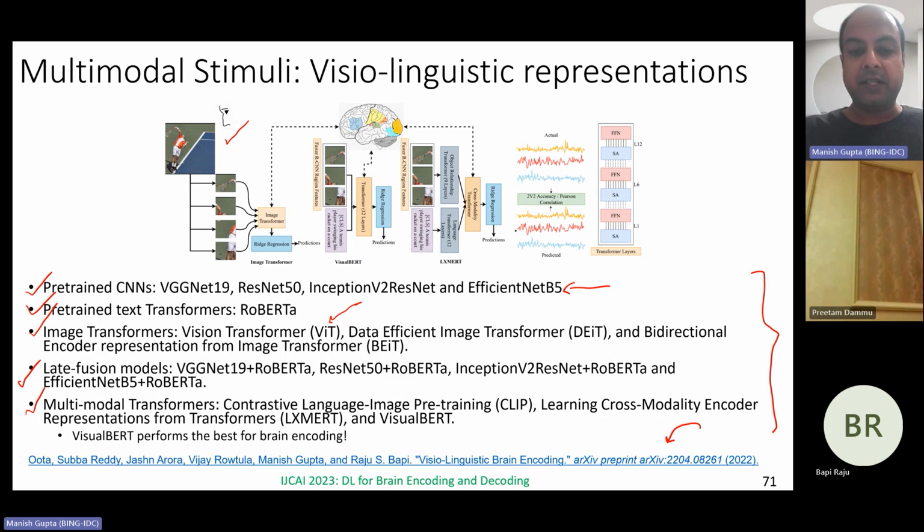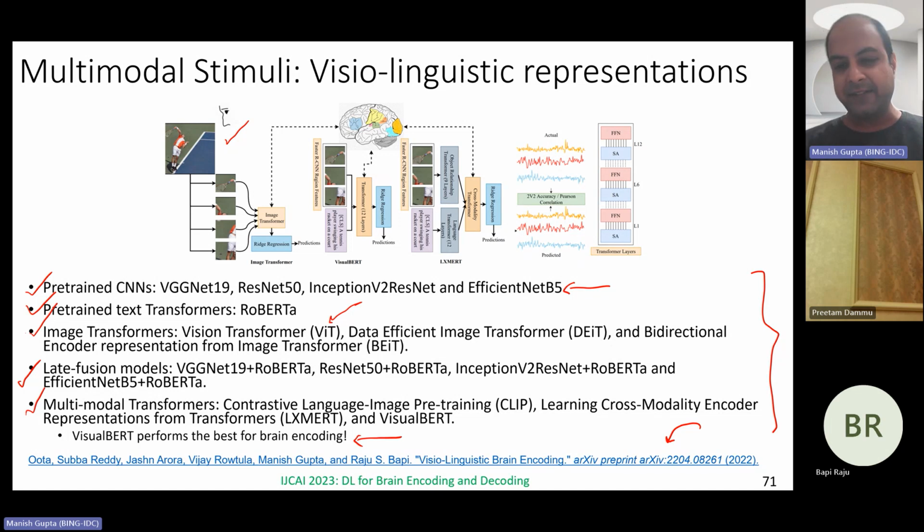So essentially CLIP models, LXMERT models, VisualBERT models, and so on. We found that VisualBERT performs the best. In fact, we have done more kinds of analysis, like trying to figure out which layers of the VisualBERT model give you the best performance in terms of brain encoding accuracies.